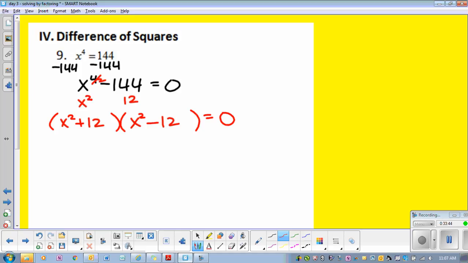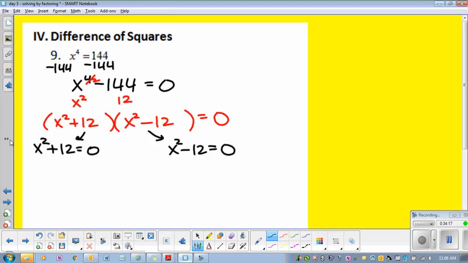Now, can I do difference of squares again? What is the square root of 12? Put in your calculator. Yeah, it's not a pretty number. So, I'm going to ask you guys again, can I do difference of squares with this? No. Okay? So that means I can just go straight into my mini equations now. X squared plus 12 equals 0, and x squared minus 12 equals 0. All right.